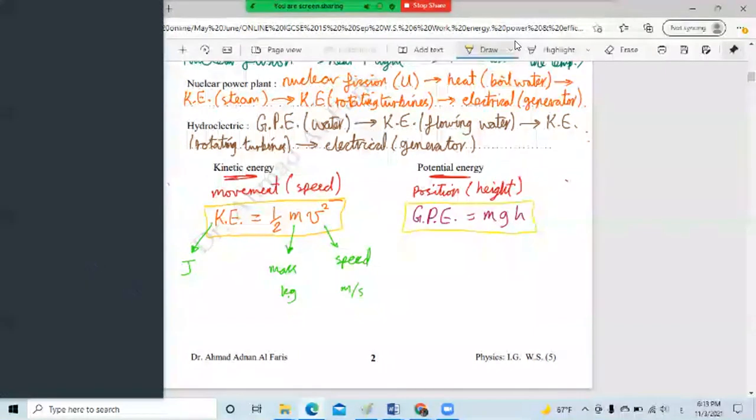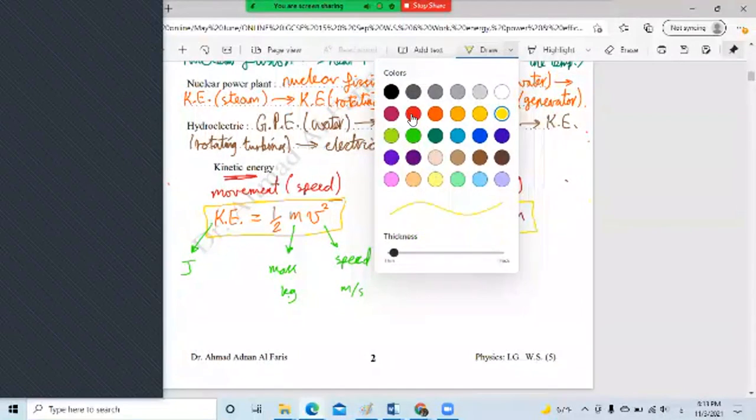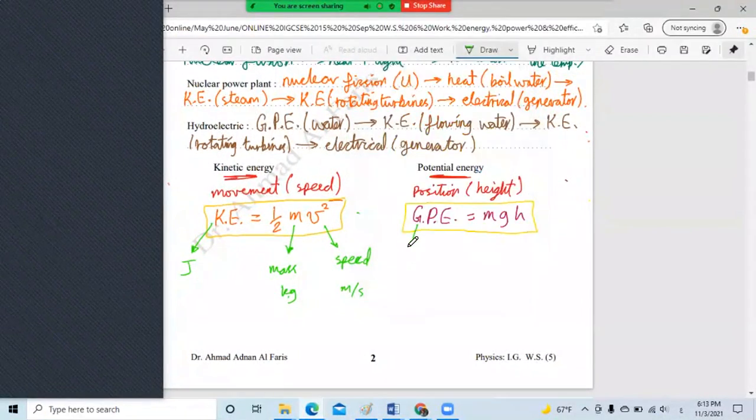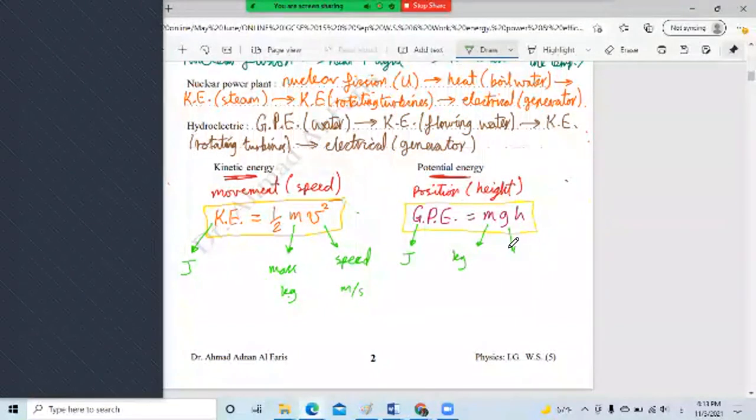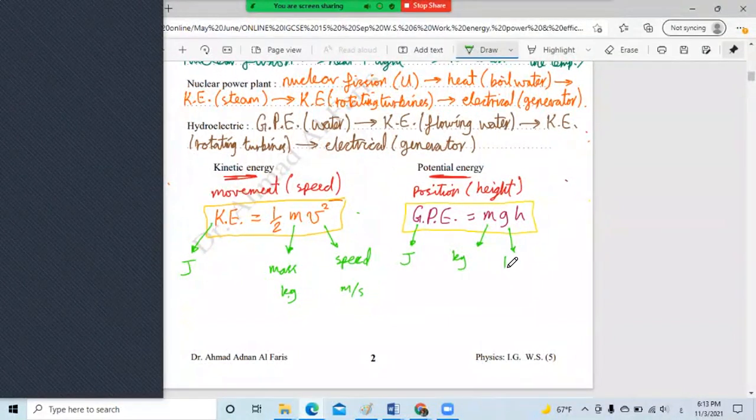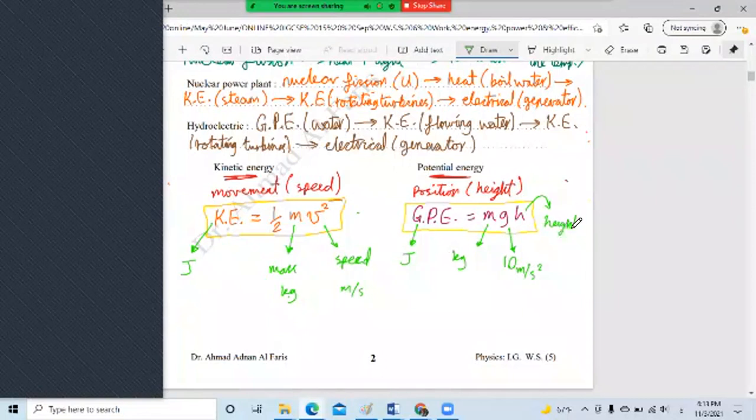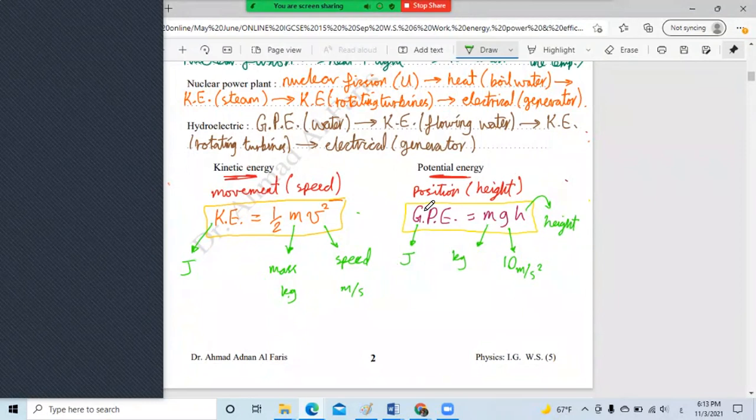We know that the unit of energy is supposed to be in joules. And m is the mass, supposed to be in kilograms. And g is the gravity acceleration, and here on Earth it's 10 meters per second squared, unless they tell us another position. And h is the height. We have two forms of potential energy: elastic potential energy and gravitational potential energy. The formula of gravitational potential energy is mgh, and h is the height, supposed to be in meters.